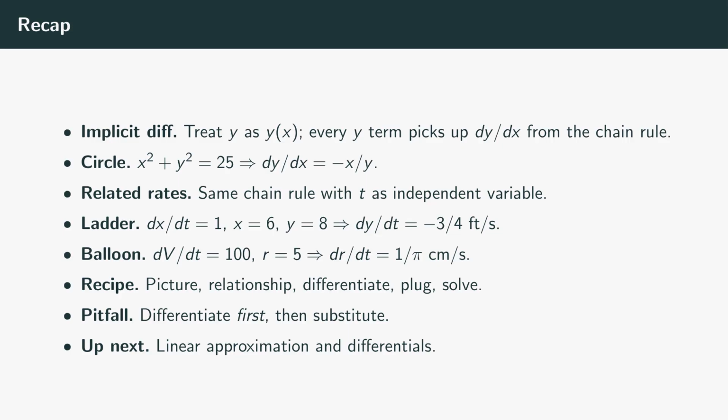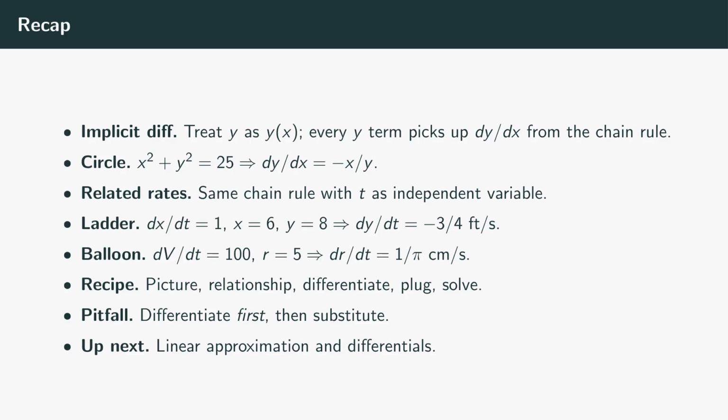Where we landed. Implicit differentiation, treat y as an unknown function of x, differentiate the equation term by term, and let every y pick up a derivative of y with respect to x from the chain rule. The circle x squared plus y squared equals 25 gave the formula the derivative of y with respect to x equals minus x over y, one formula for the slope at every point, with tangent perpendicular to radius falling out for free. The technique is legal because two functions that agree on an interval have equal derivatives there. Implicit differentiation is just the chain rule applied to an identity.